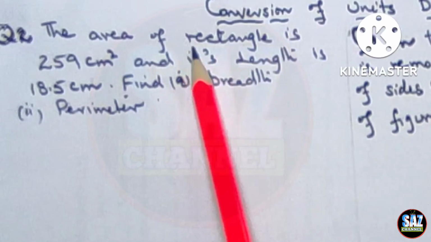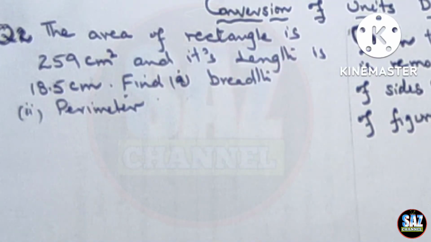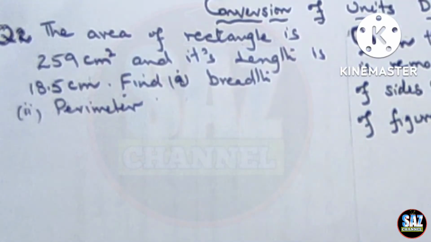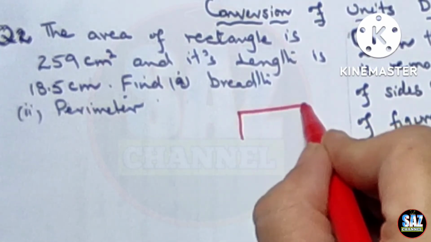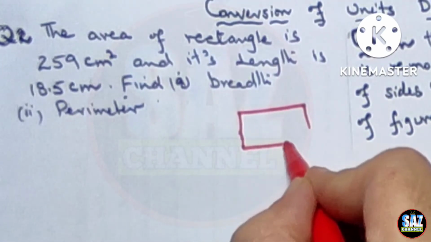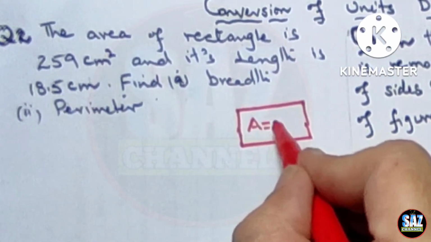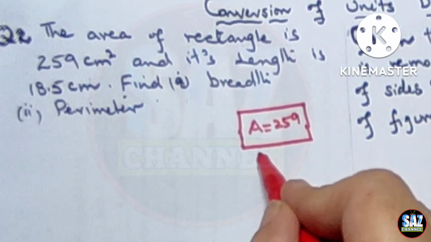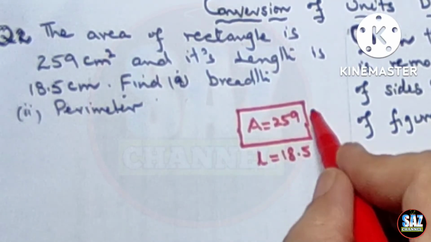The question is about the rectangle. So first of all, we have to think about what shape a rectangle is. Let me draw the rectangle. A rectangle is a four-sided shape. Let me draw the rough figure, and we are given the area of this shape. The area given is 259, and the length is 18.5, and we have to find the breadth.